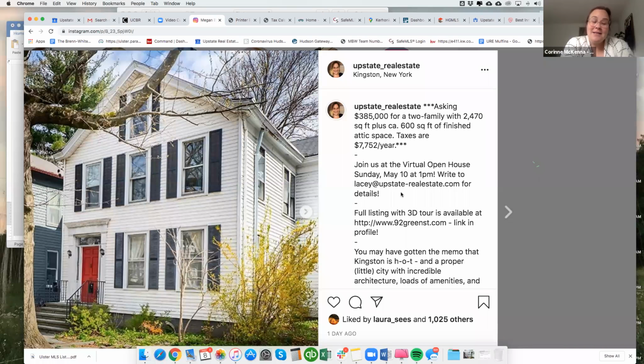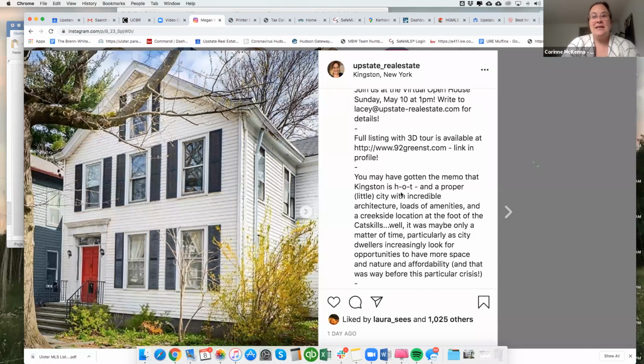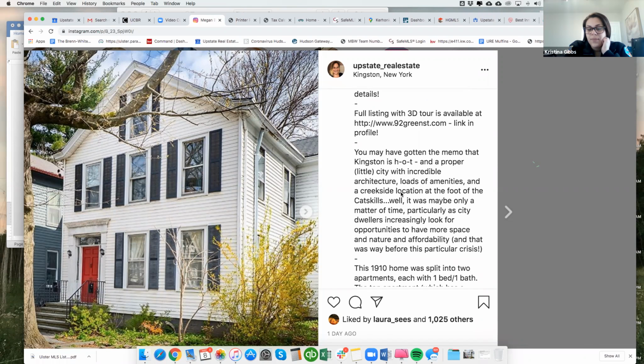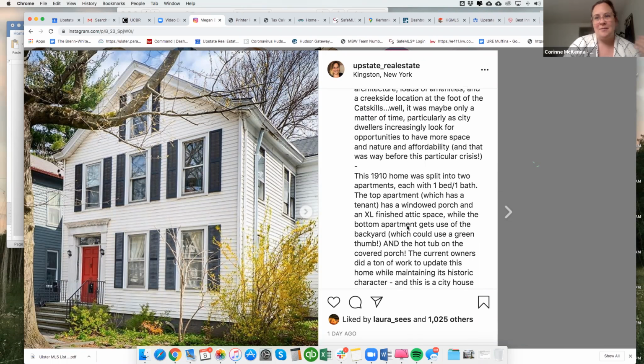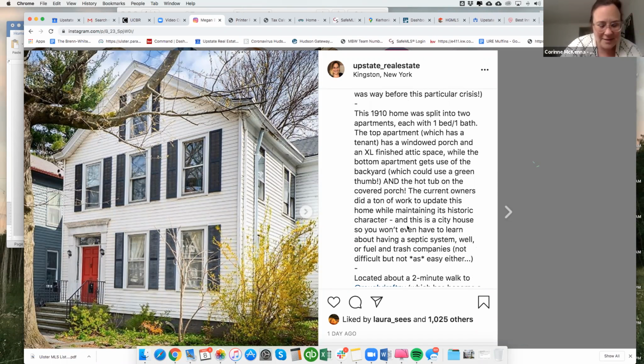I think it depends on how you write it. So when I write this, it's very conversational. This is not my listing description, you know, blah, blah, blah. This is split here. There's a hot tub, the current owners, you don't have to learn how to use a septic system. So this is very different from the normal description.